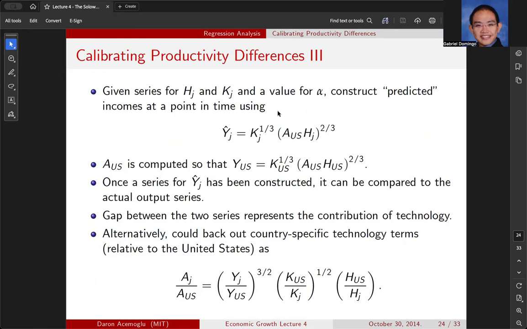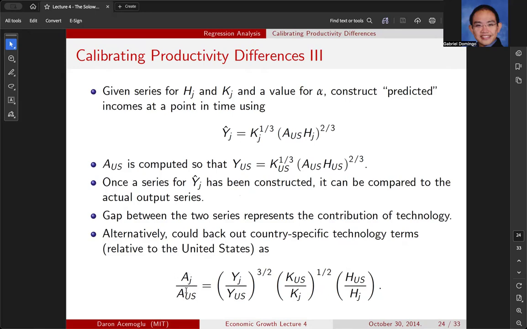Alternatively, you can back out country-specific technology terms. So using this equation here, you can focus on A US and contrast that to A J, which is the technology that is not US. So you can get the ratio of Y hat J, but this time with A J here. And then you can divide that, say, by US GDP. Actually, I think it's the opposite. This is actually A J. What is this? A J. Oh yeah, that's right.